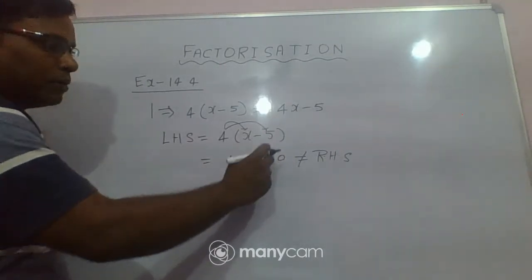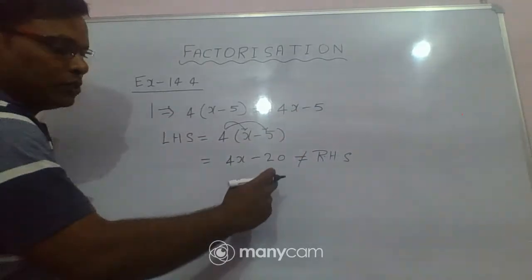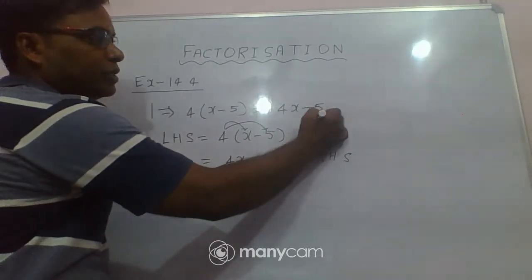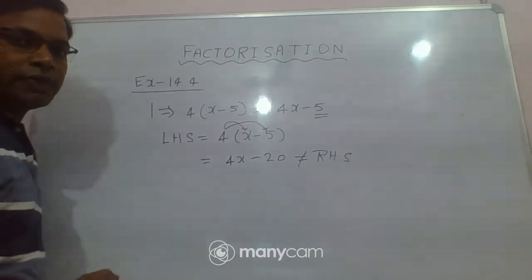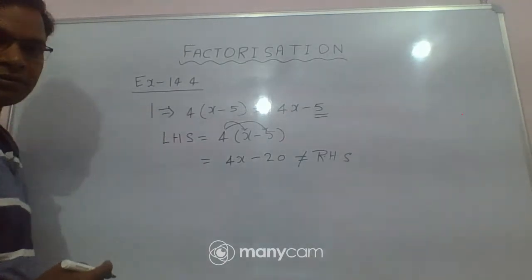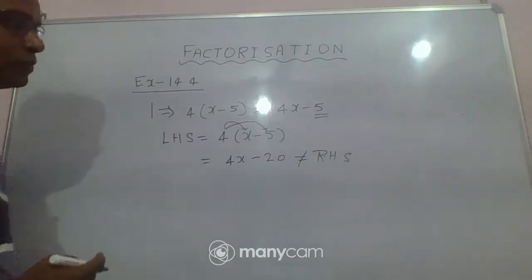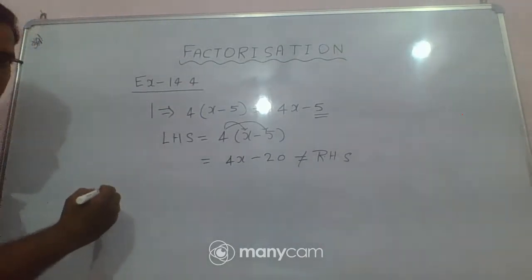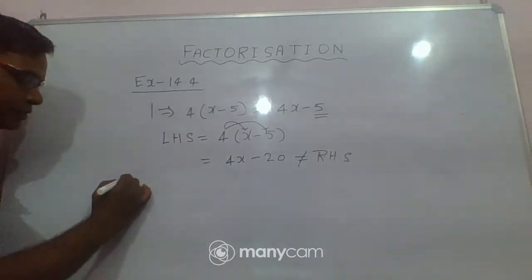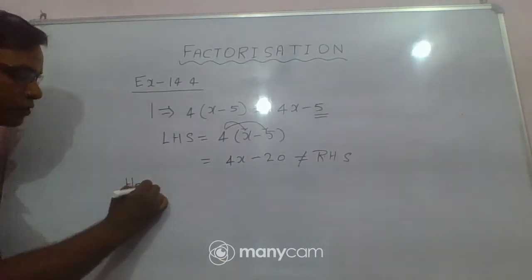So where is the error? Here it is 4x minus 5, but here 20. So the error is here. This is the error. So what is the correct mathematical statement?